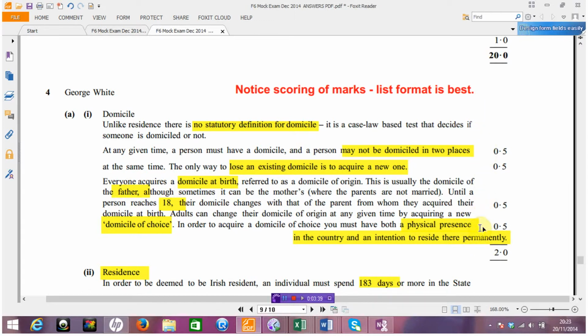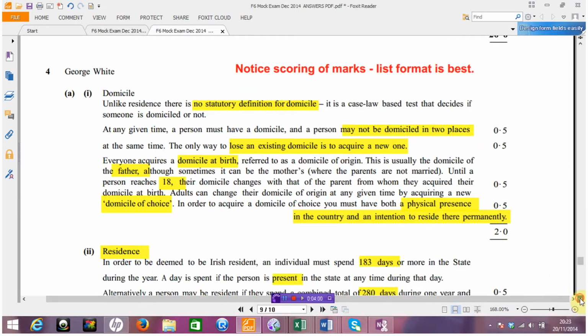Certainly those key terms like domicile of origin, birth, and domicile of choice are key things that you need to understand. Do recognize that age limit of 18 for the change of domicile, and also 1 or 2 points above in relation to everyone having one, and that you cannot be domiciled in 2 places.